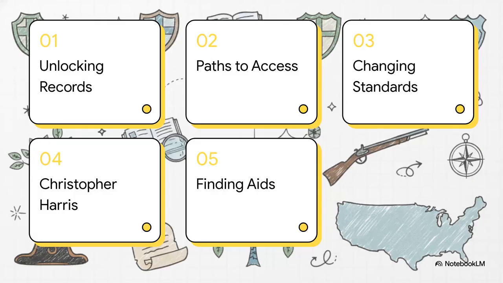Okay, let's dive right into our roadmap for today. We're covering 5 key areas. First, unlocking lineage society records. Second, differing paths to access. Third, changing standards over time. Fourth, we'll look at a real-world mystery with the Christopher Harris case. And finally, finding aids, not proof. We're going to see exactly how these two distinct but highly complementary tools will totally level up your research skills.